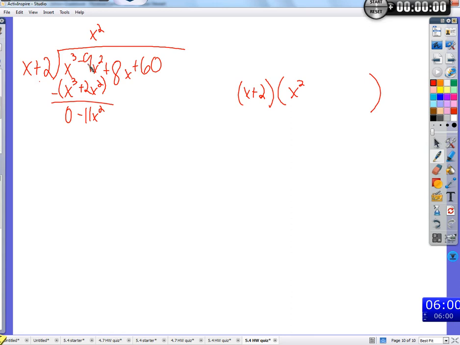Okay. So that's the next thing that we need to get, so that negative 11x squared plus 2x squared will give us negative 9x squared. How are we going to come up with a negative 11x squared?